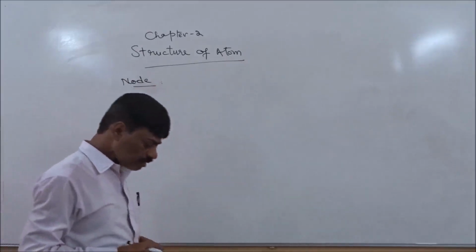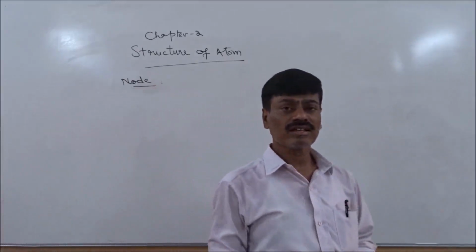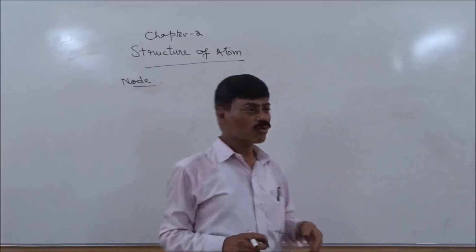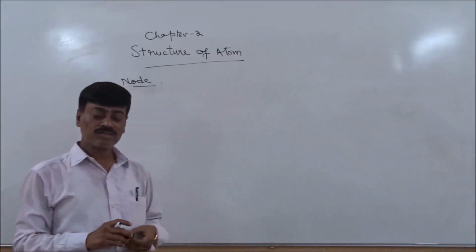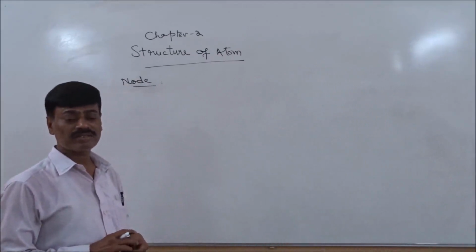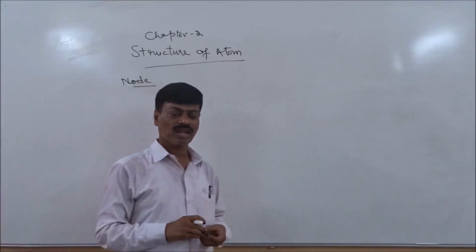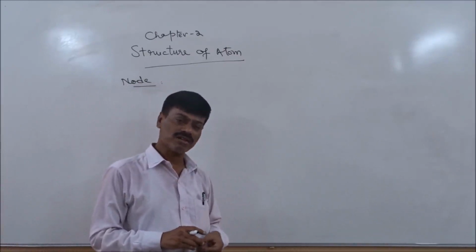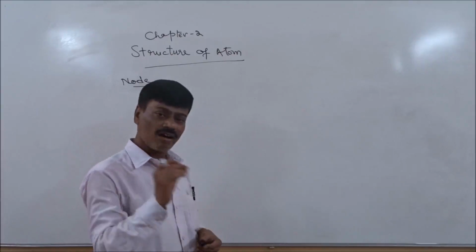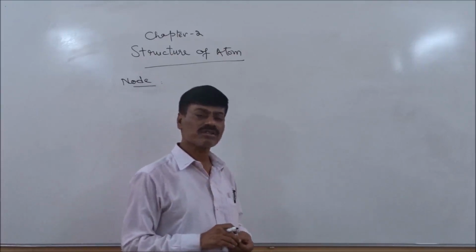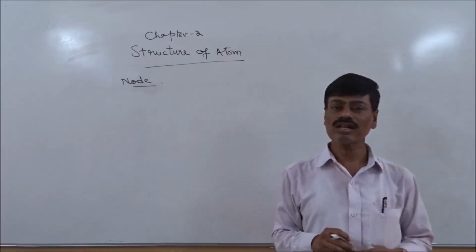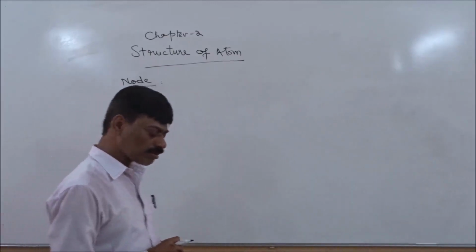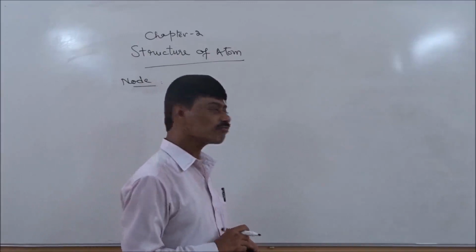Node means the region where the chances of finding electron is zero. We cannot find the electron. So that part is said to be node. And these nodal surfaces are there in the orbitals. If you take any orbital, that orbital definitely will have nodal surfaces. And number of nodes can be calculated by the formula n minus 1.